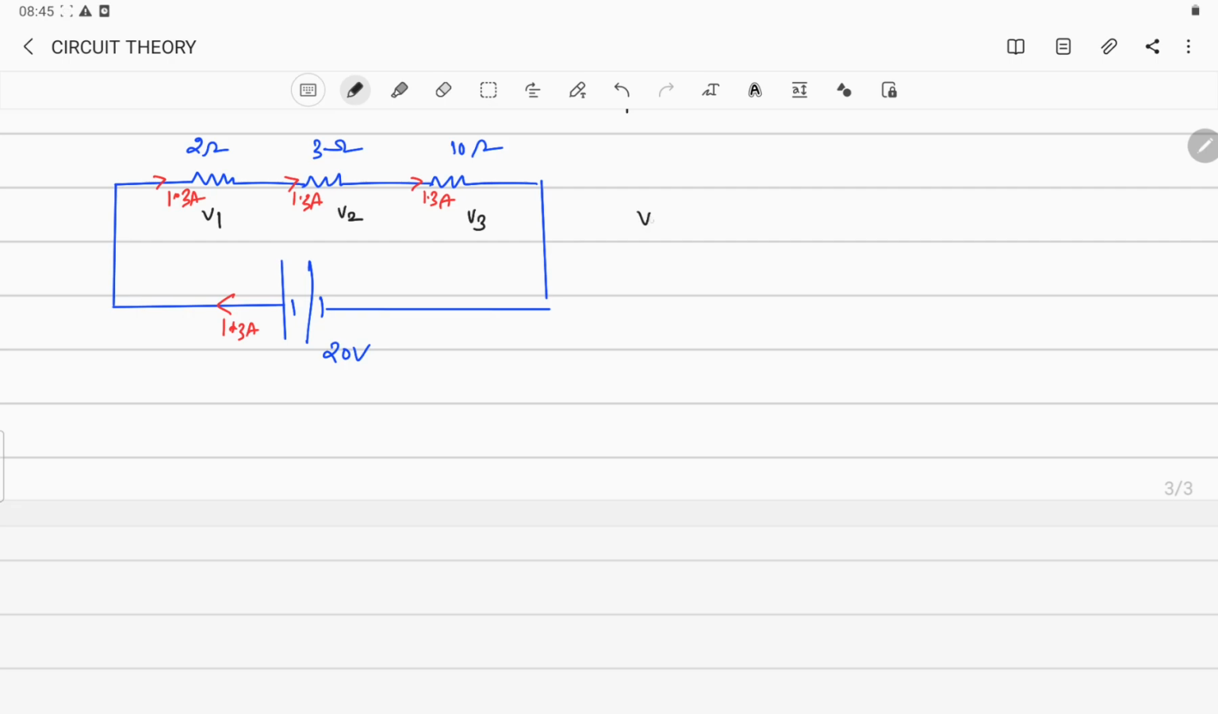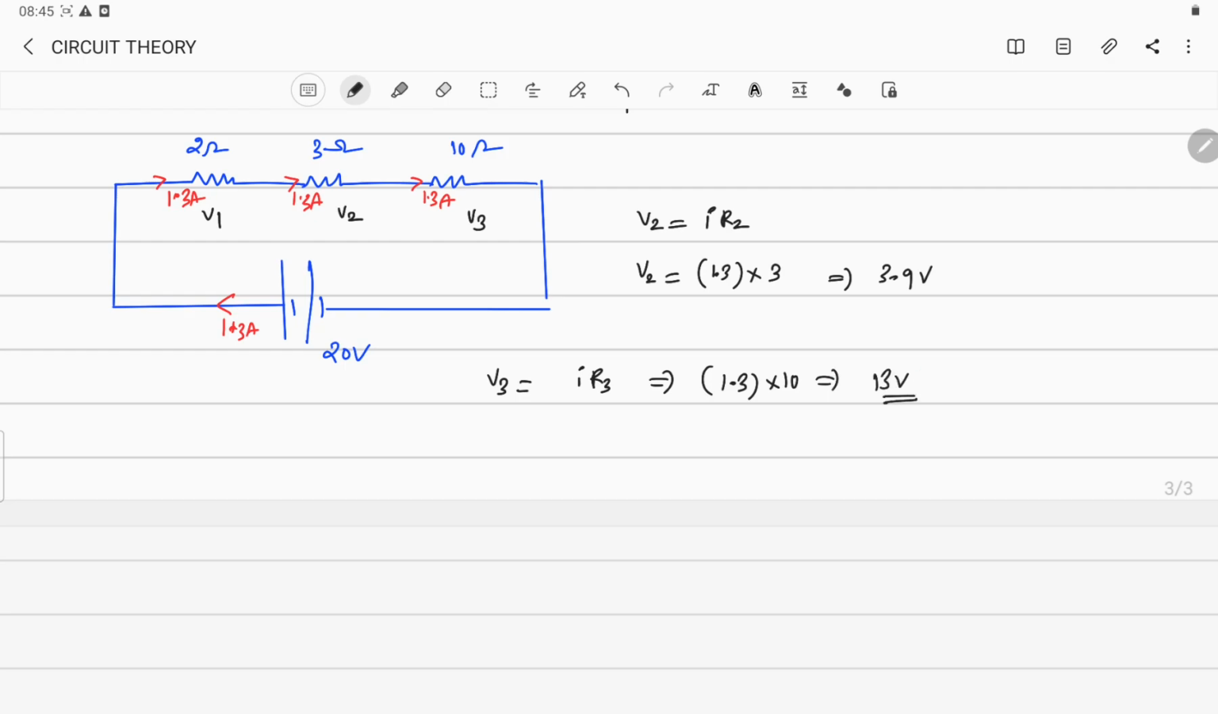Now let's calculate V2. V2 equals I R2, where I is 1.3 and R2 is 3 ohms, and the answer is 3.9 volts. Similarly, V3 is I R3, which means 1.3 times 10 ohms, and it becomes 13 volts.